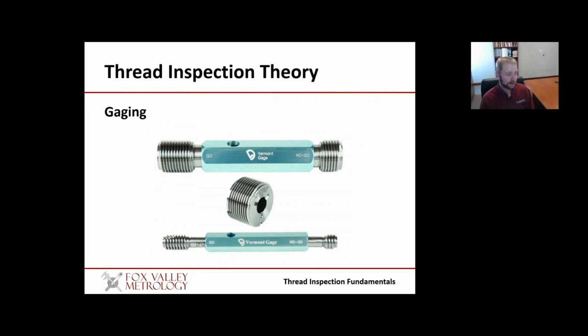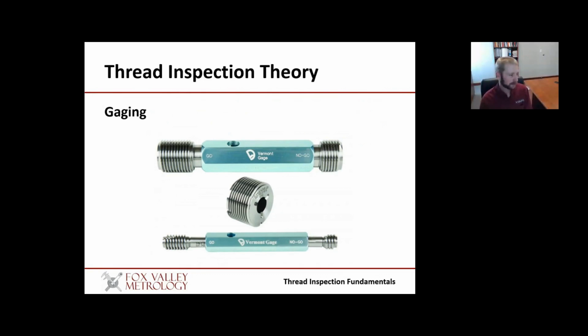So by utilizing this very quick, very efficient inspection method, if the go end is able to go into or onto the part and the no-go end is not able to, that component is good. You might not know the exact size, but it really doesn't matter, because you're going to know that it fits within the acceptable tolerance of that component very quickly, very efficiently.